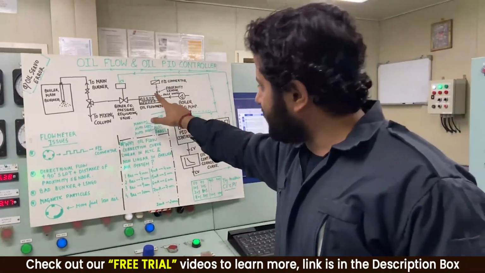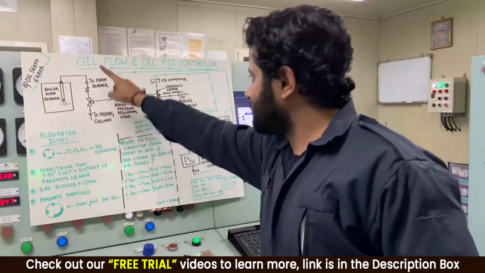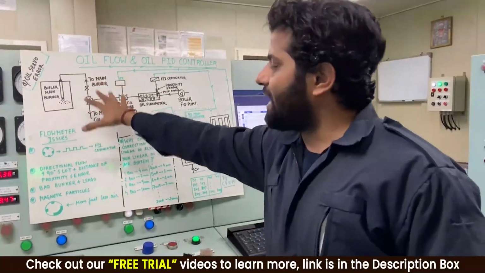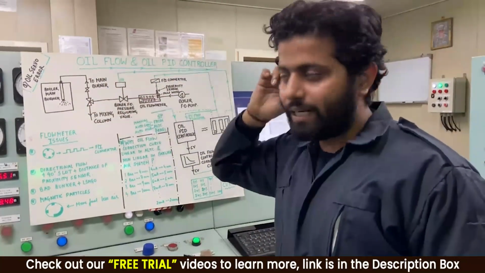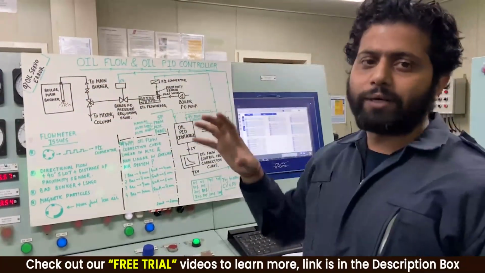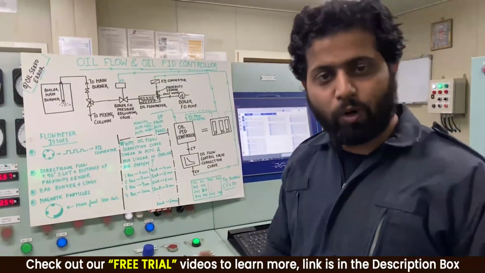So this is just the layout. All these 4 things are near the boiler, that is near the main burner. Only this is located far below, that is in the purifier room on board our ship.